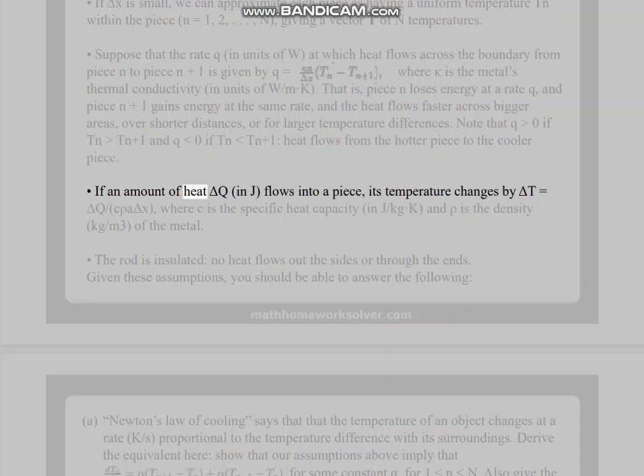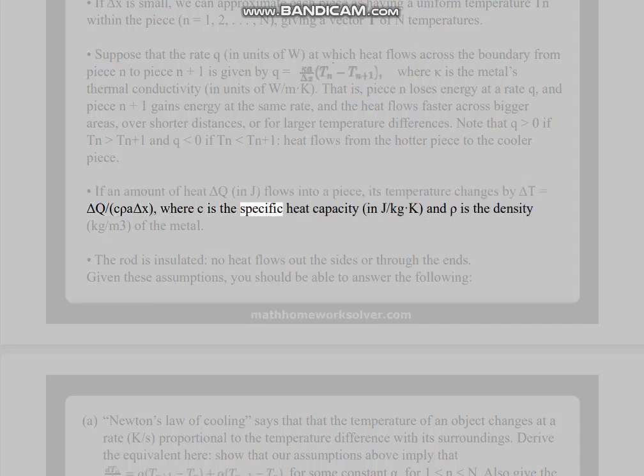If an amount of heat delta Q, in J, flows into a piece, its temperature changes by delta T equals delta Q over C rho A delta x, where C is the specific heat capacity, in J/kgK, and rho is the density, in kg/m^3, of the metal. The rod is insulated, no heat flows out the sides or through the ends. Given these assumptions, you should be able to answer the following.